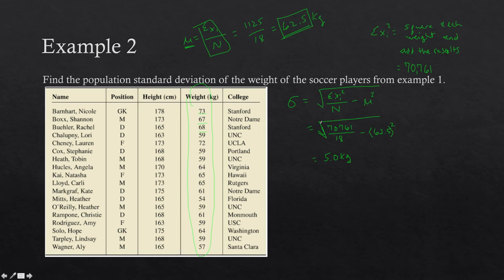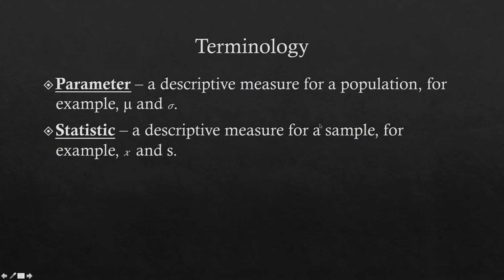All right, so terminology. A parameter is a descriptive measure for a population, for example, population mean and population standard deviation. A statistic is a descriptive measure for a sample, for example, x bar and standard deviation s. Okay, just some terminology. So if you hear me say the word parameter or statistic, you know what I'm talking about.